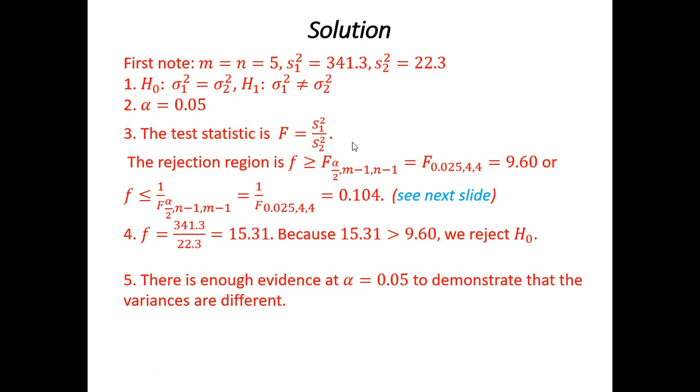Now the rejection region has 2 critical values. The first is if the F calculation is greater than this, and notice there's 2 degrees of freedom. The sample sizes were both 5 and 5, so here our degrees of freedom are 4 and 4, and we need alpha over 2. So we need the value from an F distribution table corresponding to 0.025, 4, and 4. So let's take a look at that.